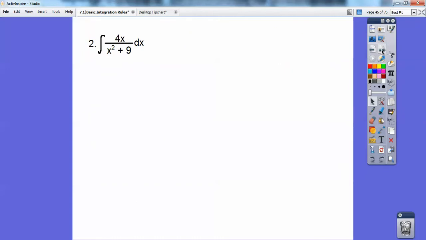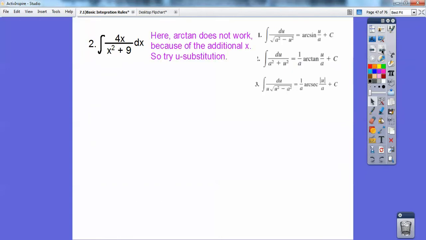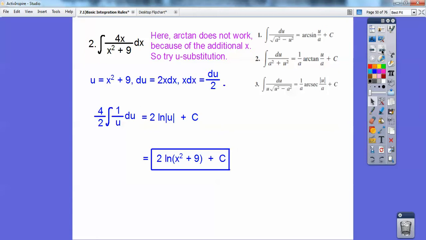Okay, so this one's 4x over x squared plus 9. That x kind of holds us up a little bit. So let's go ahead and do a u substitution. If we let u be that, then you can see that that's going to get me that, which is the natural log. So there's my final answer. And I don't need the absolute values because x is being squared, so it's ensuring that it's positive.